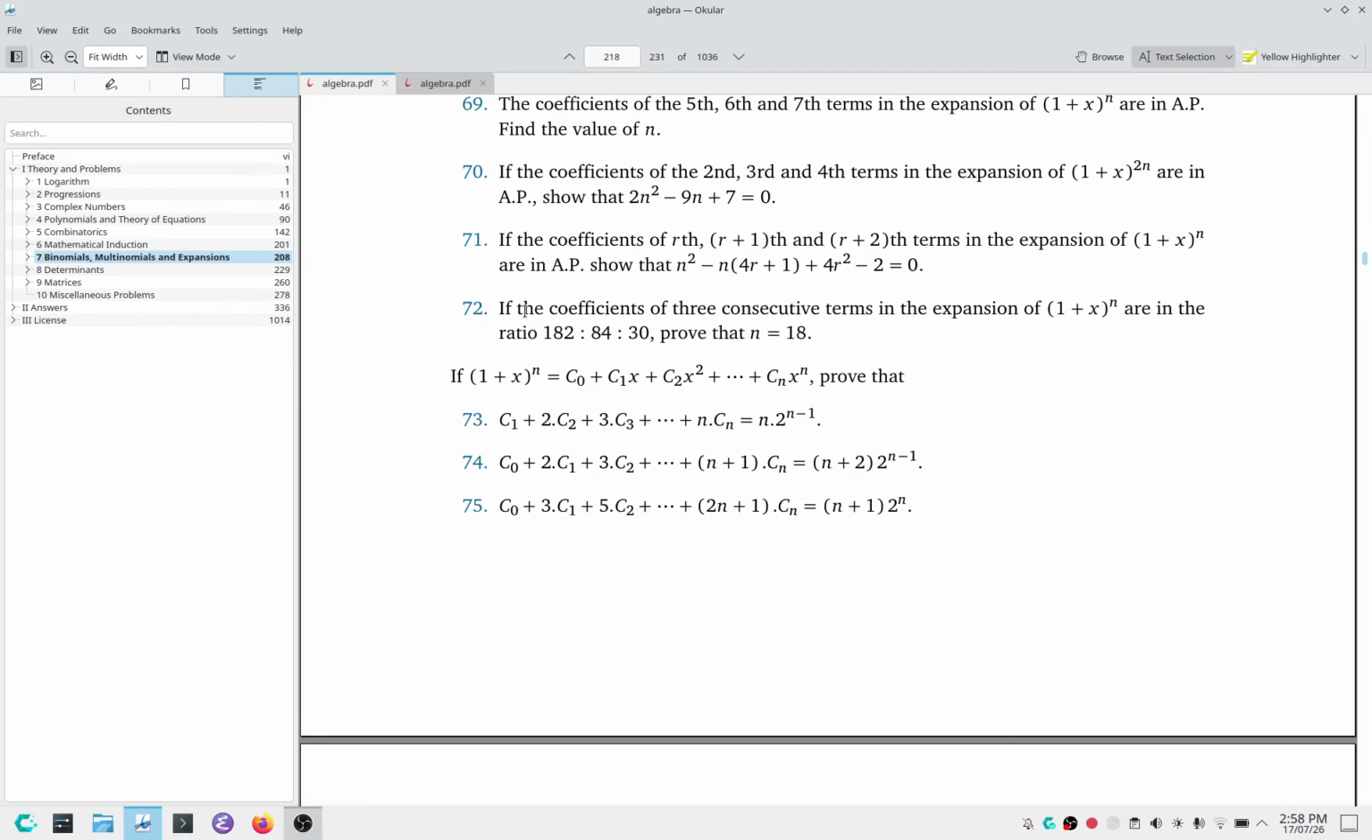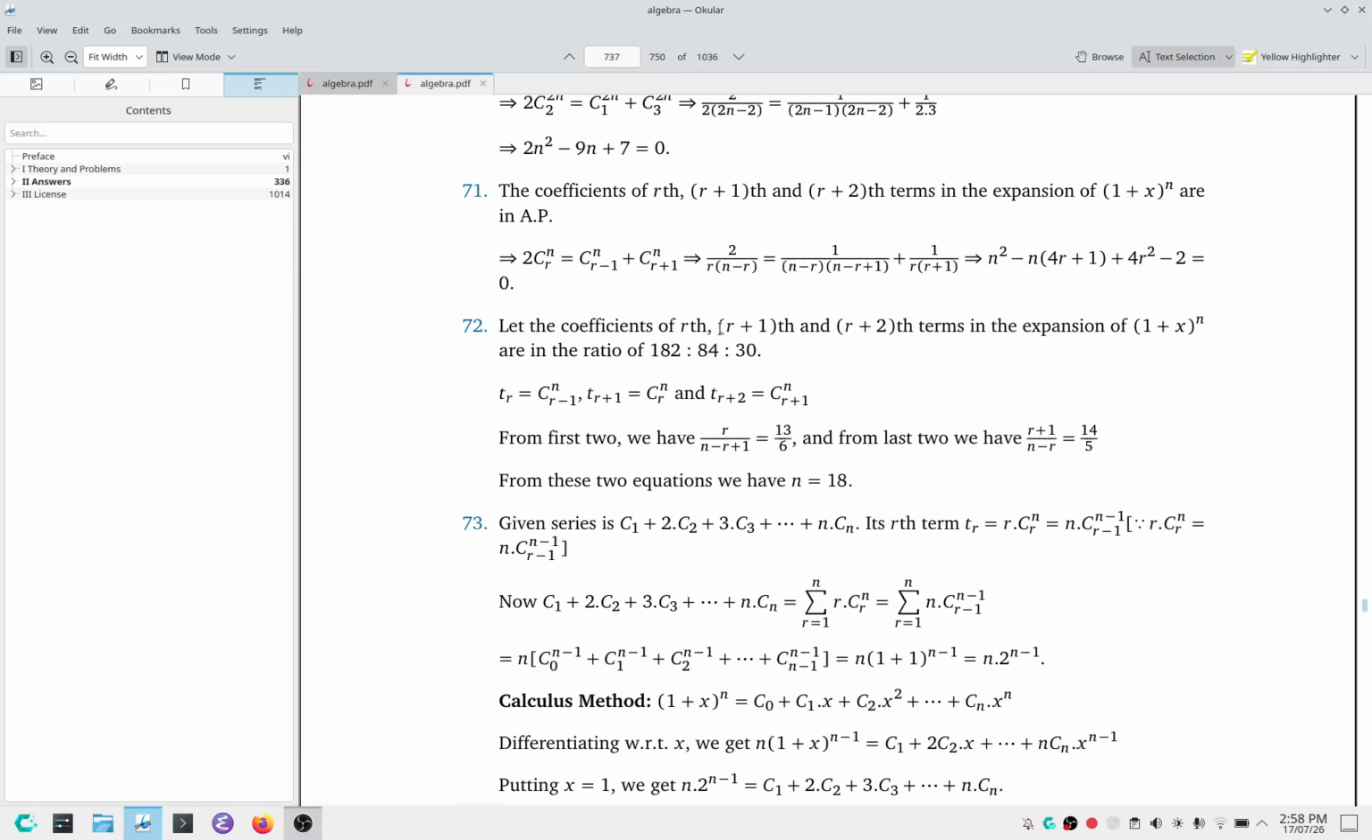Question 72 says that if the coefficients of 3 successive terms in the expansion of (1 + x)^n are in the ratio 182 is to 84 is to 32, prove that n is equal to 18.